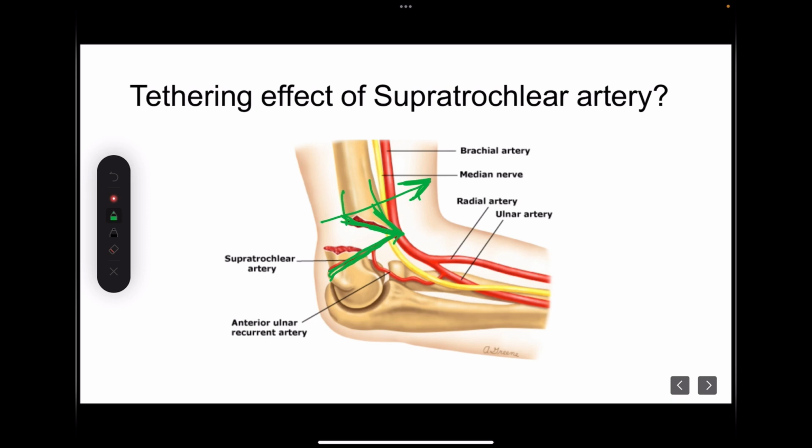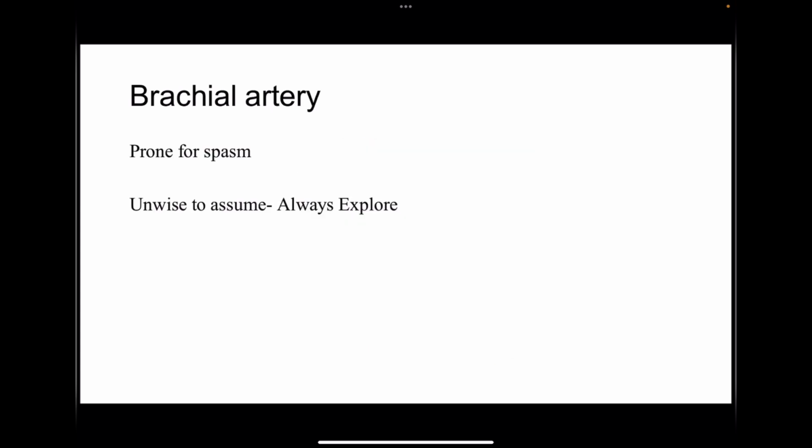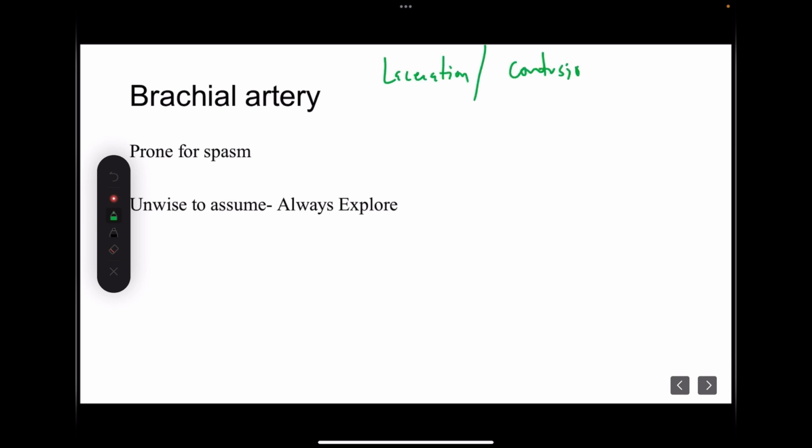So this artery is tethered with the supratrochlear artery, and the proximal fragment penetrates through the artery, causing the injury of the artery. So this is the reason why vascular injury is so common in supracondylar humerus fracture. Brachial artery is also prone to develop spasm. So this is not always the laceration or contusion of the brachial artery, but sometimes it goes into spasm also.